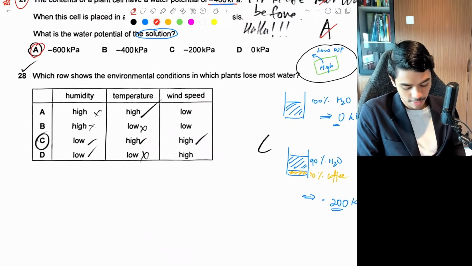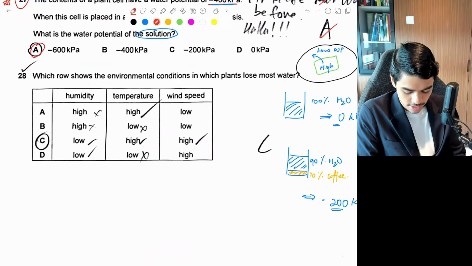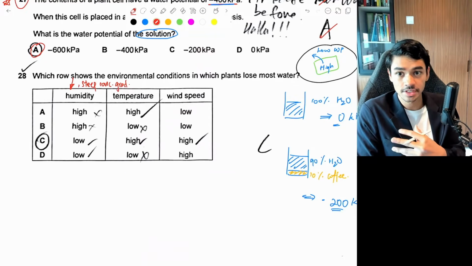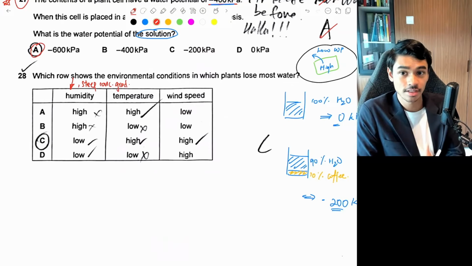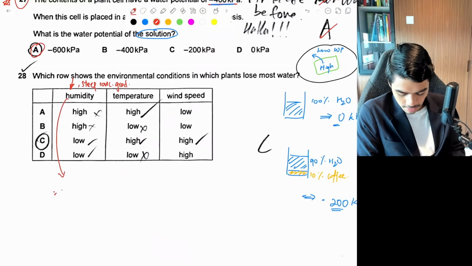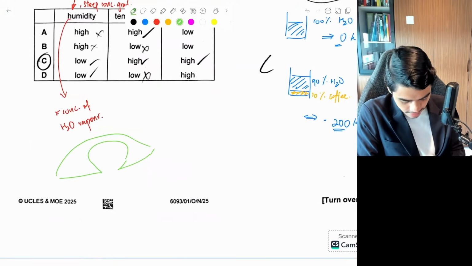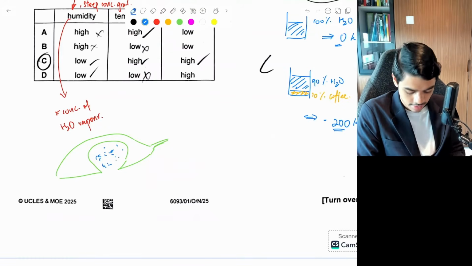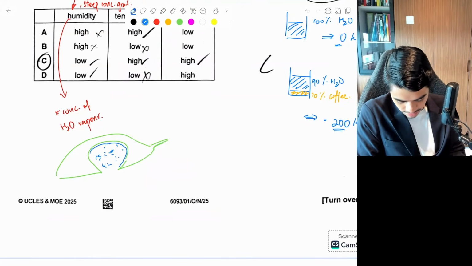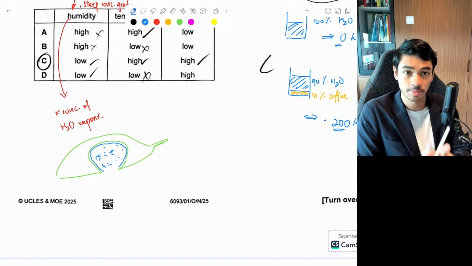Question 28. What will cause a plant to lose most water? Humidity has to be low. Why low humidity? So that there is a steep concentration gradient of water vapor between the intercellular spaces, which will be very high concentration, and the outside, low concentration. Now, humidity just means concentration of water vapor in the air. So if inside the leaf, let's say this is an exaggerated intercellular space, very big, it has a lot, high concentration, because the thin film of moisture that lines the intercellular spaces is constantly evaporating into water vapor.